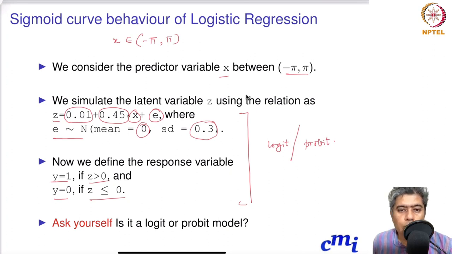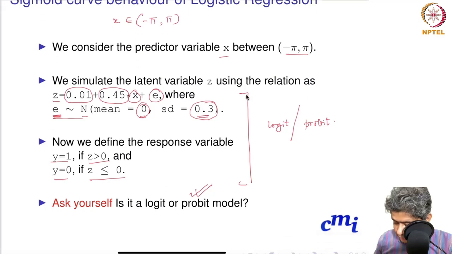I hope you tried it and you got the answer. It is actually a probit model, because you see e here follows a normal distribution with mean 0 and standard deviation 0.3. That means it follows logistic regression with a probit link. So not logit, it is a probit model.